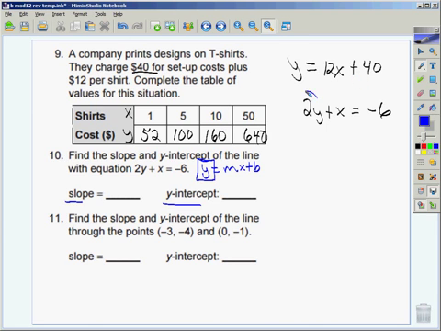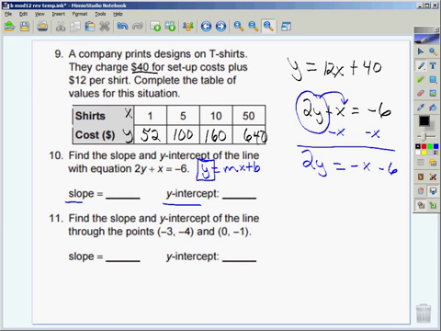If I'm trying to get y by itself, the first thing I'd have to do is get rid of this x. How would I get rid of it? I'd subtract it. It's being added. I've got to subtract it. I can't put x's and 6's together, so it's a negative x minus 6.